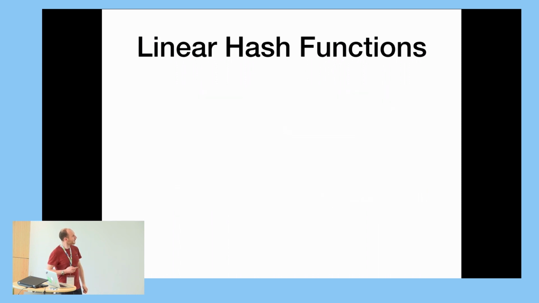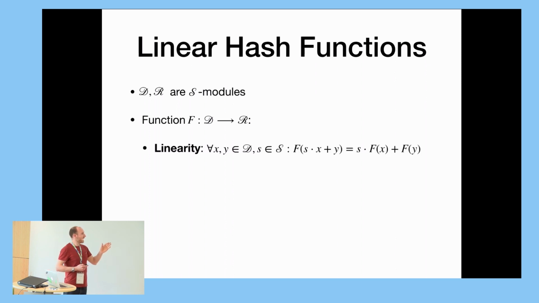Okay. So first, let's look at linear hash functions. So we're going to consider a domain and a range, D and R, and we're going to be assuming that there are S-modules. Okay, so they commute with this structure S here. So we have a function that maps from the domain to the range. And as I said, it has this linearity property.